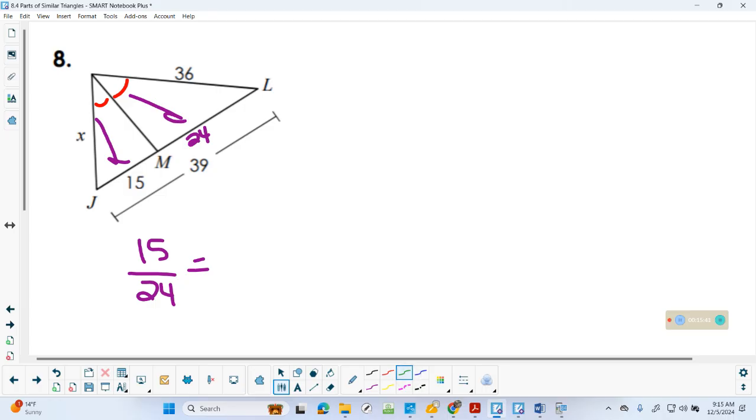Okay, and then of course our opposite sides. Is it 36 over x or x over 36? Good, I heard it. X over 36 since I started with 15. I'll let you solve it. And shocker, we get another decimal. 22.5.